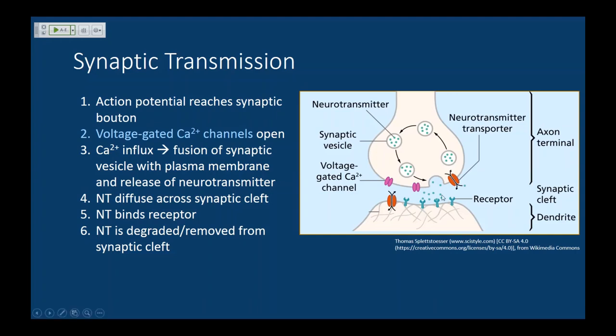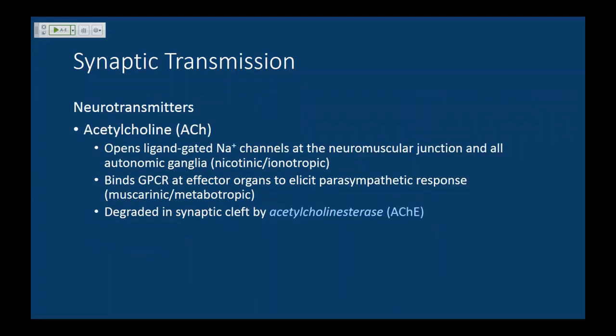So in the case of acetylcholine, which we'll talk about in a bit, it's actually degraded within the synaptic cleft by an enzyme, acetylcholinesterase. Other neurotransmitters can have reuptake channels where they're removed by pumping them back into the presynaptic neuron. So various things that you're responsible for knowing. So let's talk a little bit about the neurotransmitters. Like I said, acetylcholine is probably the big one for you guys to know.